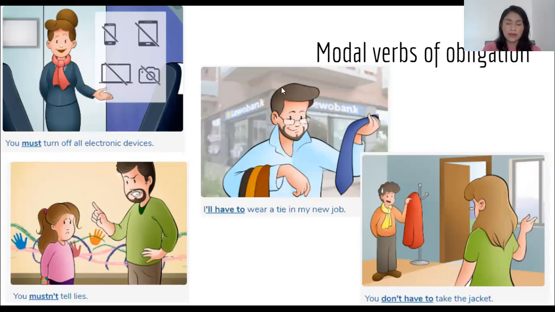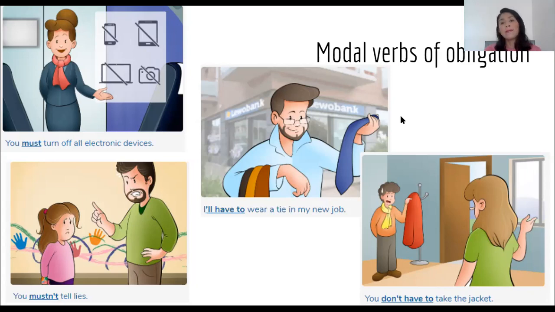And then here we have, we'd have to. The person in the picture is saying, I'll have to wear a tie in my new job, which means that it's important to do it because, let's say, the job he's working on requires him to wear a tie, which means that if he wanted to, he would wear something different. But the company says that he has to wear a tie, so he has to do it. Like, tengo que, right?